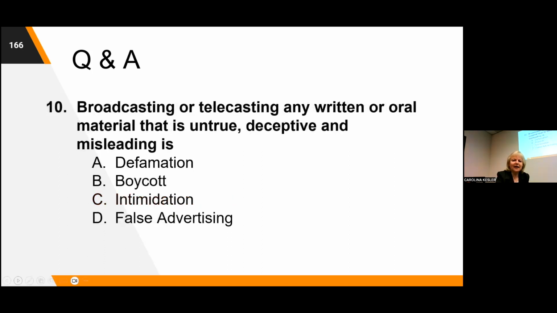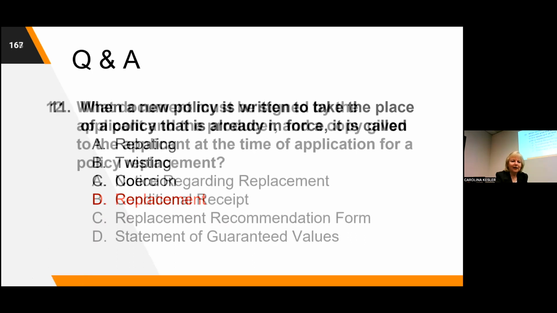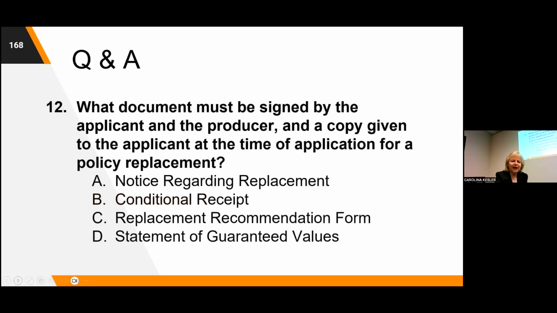Broadcasting or telecasting any written or oral material that is untrue, deceptive, and misleading is called what? False advertising, absolutely. When a new policy is written to take the place of a policy that's already in force, it's called replacement. What document must be signed by the applicant and producer and a copy given to the applicant at time of application for policy replacement? Yes, the notice regarding replacement, right? Replacement in the question, replacement in the answer. Easy.